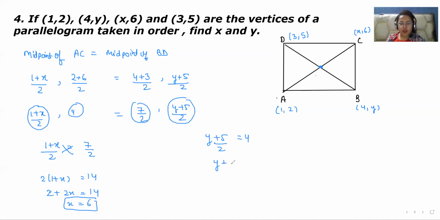Here y plus 5 equals 8. Y equals 8 minus 5, that is 3. So the coordinate x is 6 and y is 3.